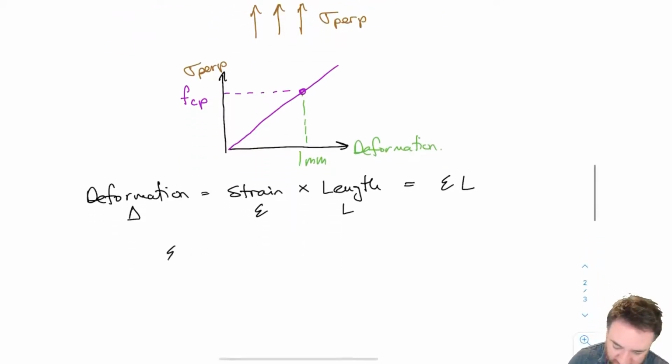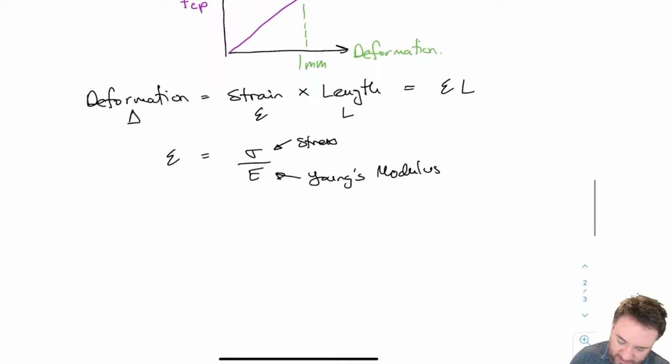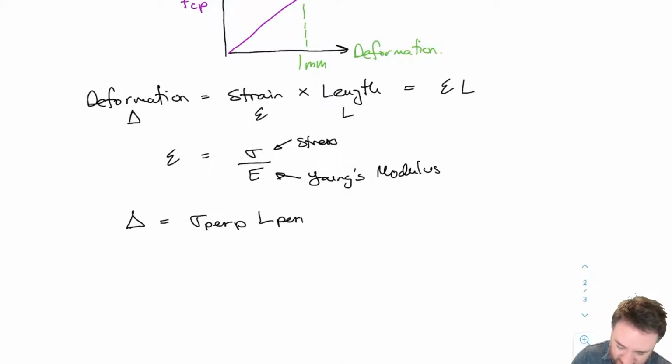We also know that our strain is equal to our stress divided by our Young's modulus. So this is also back to simple mechanics. So this is our stress. This is our Young's modulus. Okay, so if I combine these together and I find deformation based on the stress now, I get that my deformation is my stress, which is my perpendicular stress, times my length, which is also perpendicular to grain, divided by my E.